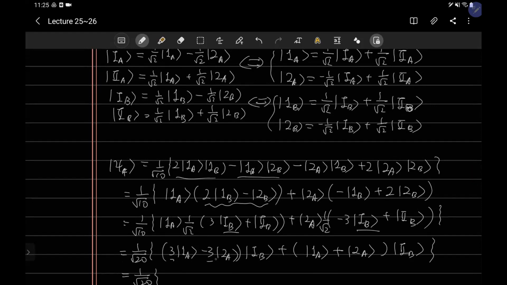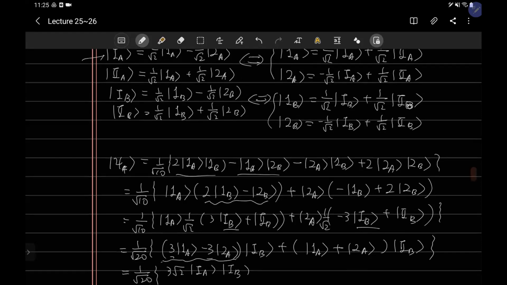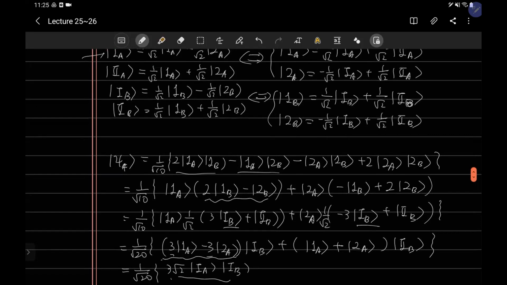So if you just pull out, then it is 1 sub a minus 2 sub a, which corresponds to this line. So these are the same, except that I should consider the square root of 2. So it can be replaced by 3 square root of 2 with the I sub a and this term I sub b. So this first term is replaced by this term.